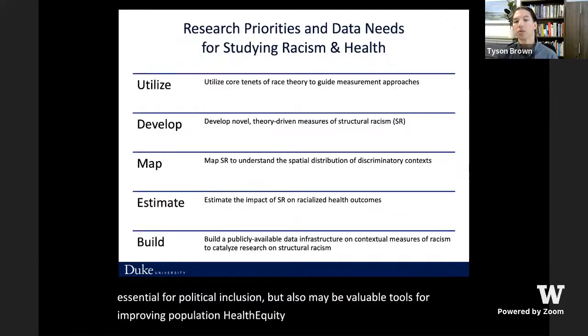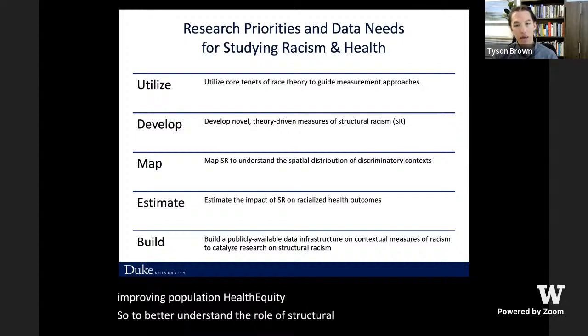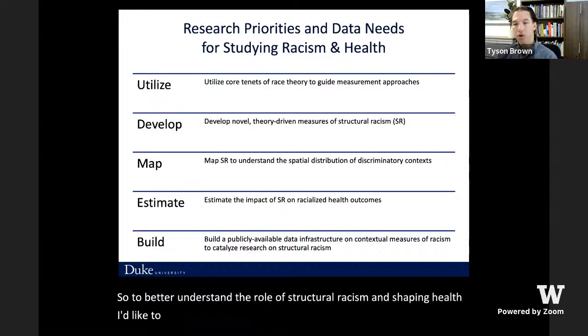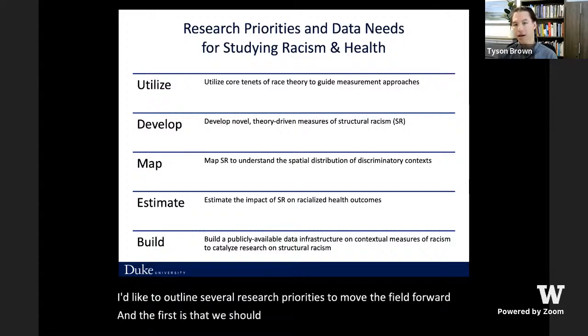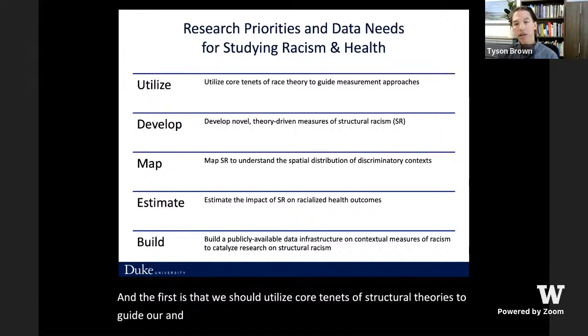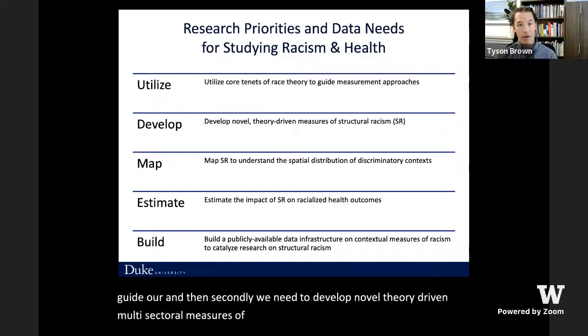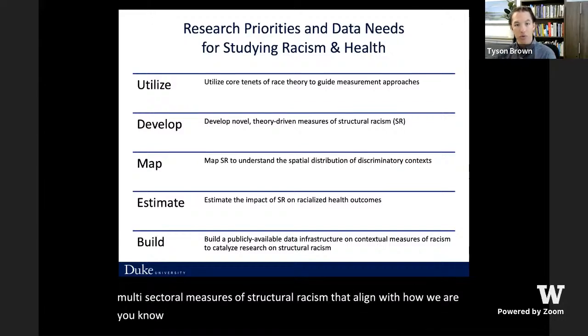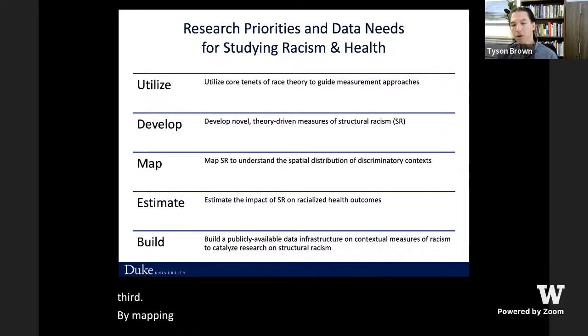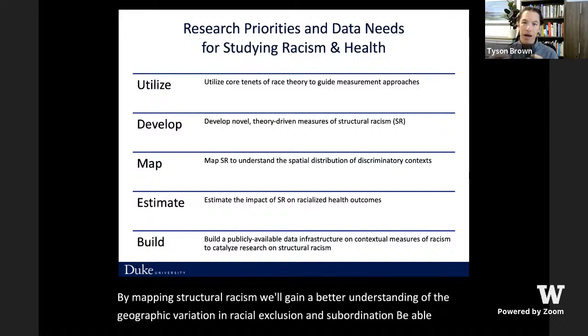To better understand the role of structural racism in shaping health, I'd like to outline several research priorities to move the field forward. The first is that we should utilize core tenets of structural theories to guide our measurement approaches. Secondly, we need to develop novel theory-driven multi-sectoral measures of structural racism that align with how contemporary scholarship conceptualizes structural racism. Third, by mapping structural racism, we'll gain a better understanding of the geographic variation in racial exclusion and subordination, and be able to identify certain hotspots.